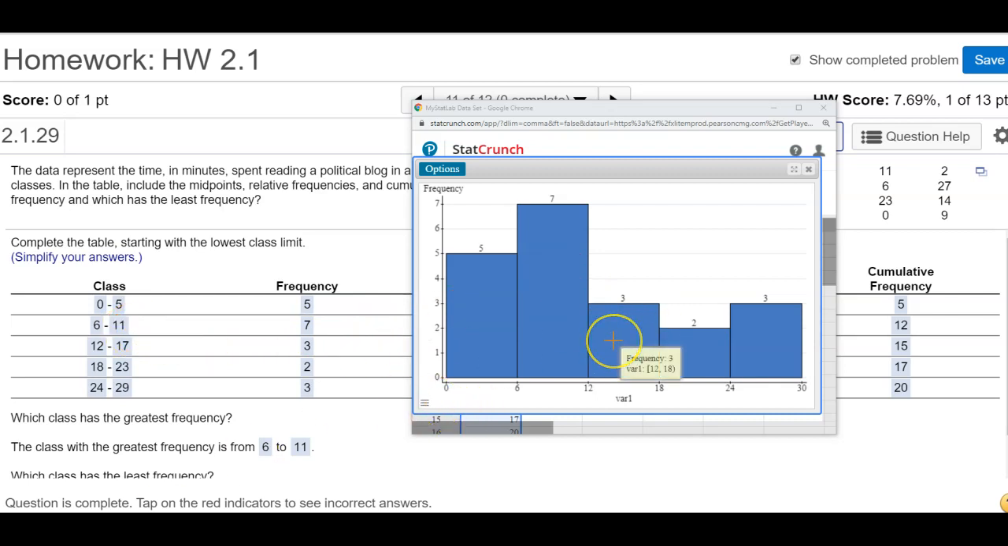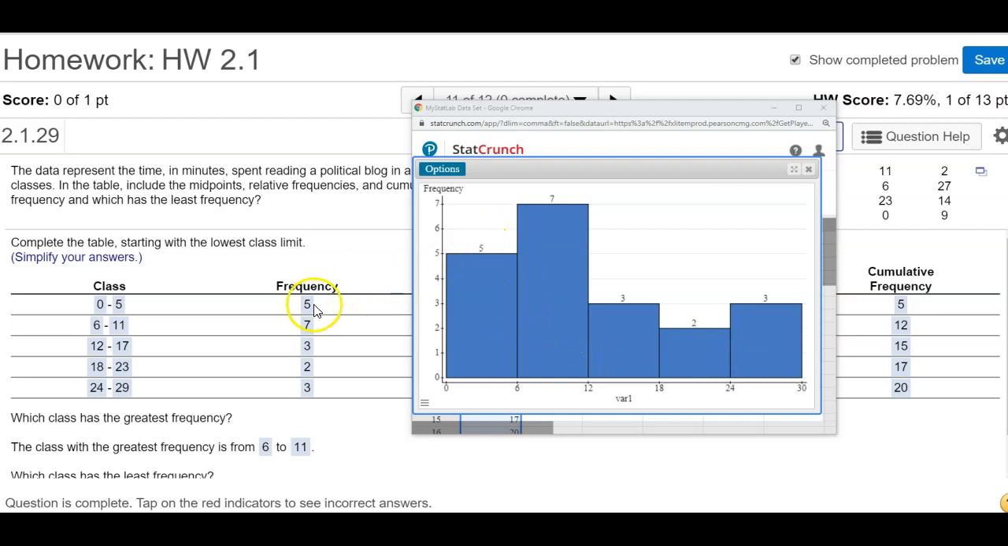Look at the next one. I have 12 and 18, right? What do I put in? 12 to 18 minus 1, 17. 18 and 24, so 18 to 24 minus 1, 23. 24 and 30, so 24 to 30 minus 1, 29. It's always your upper limit minus 1. Now once you have that, you will go back and plug in your frequencies.